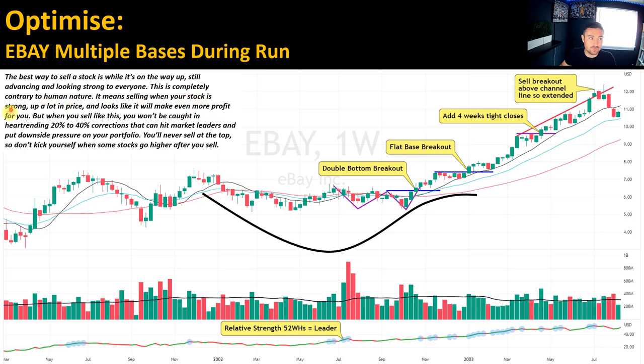It means selling when your stock is strong, up a lot in price, and looks like it will make even more profit for you. I think I've already read this one out for you. You'll never sell at the top, so don't kick yourself when some stocks go higher after you sell.